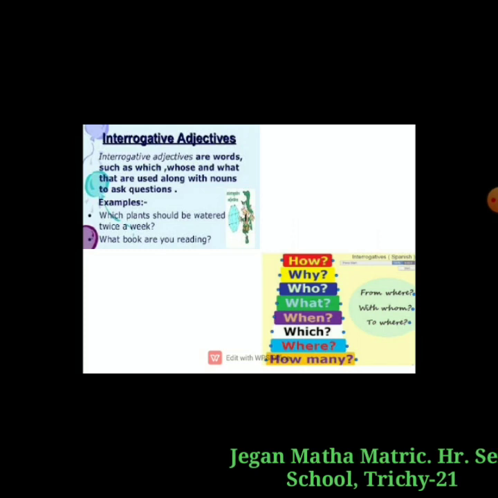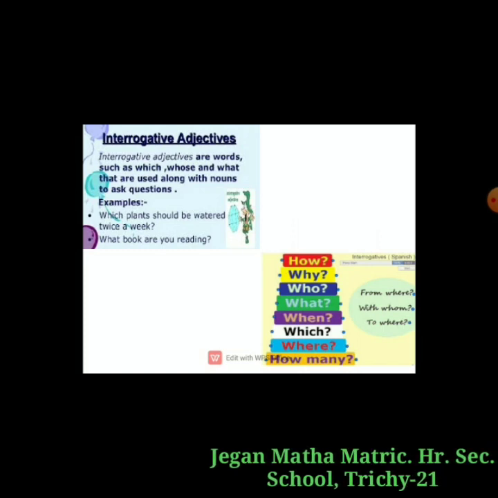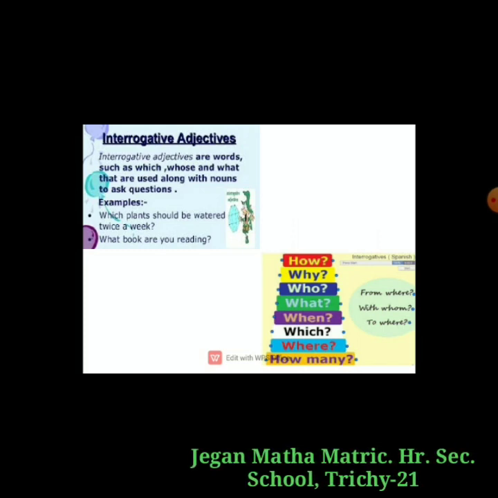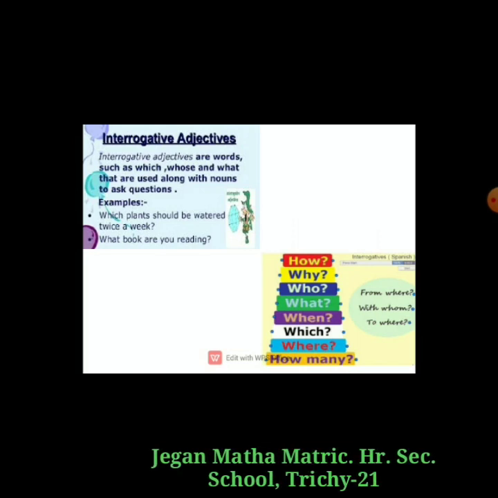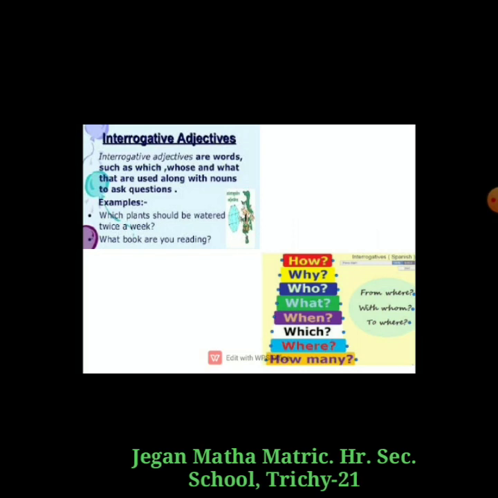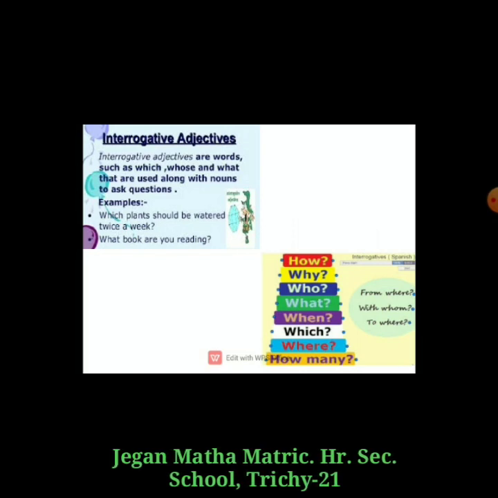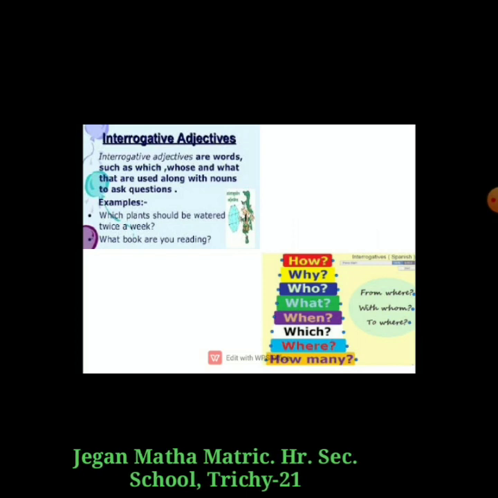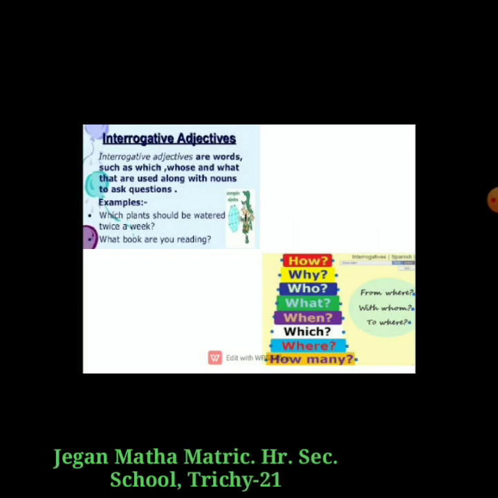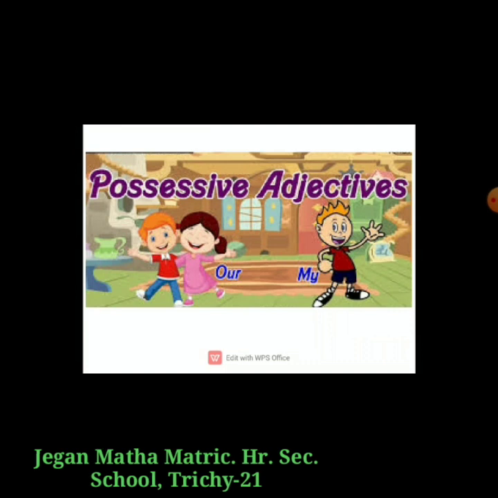So the question words here: how, why, who, what, when, which, where, how many. So we know the question words. Then at the end of the sentence we have to put a question mark. That's interrogative adjectives. We have to ask a question to someone else. From where, with whom, to where. Okay. Next, possessive adjective.